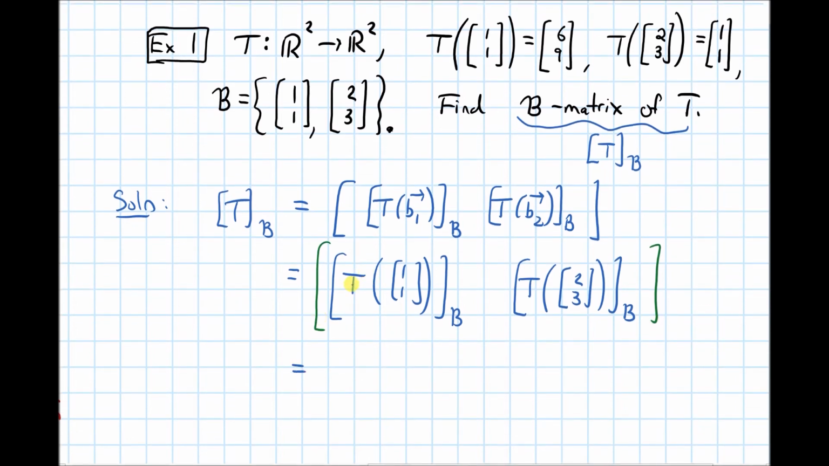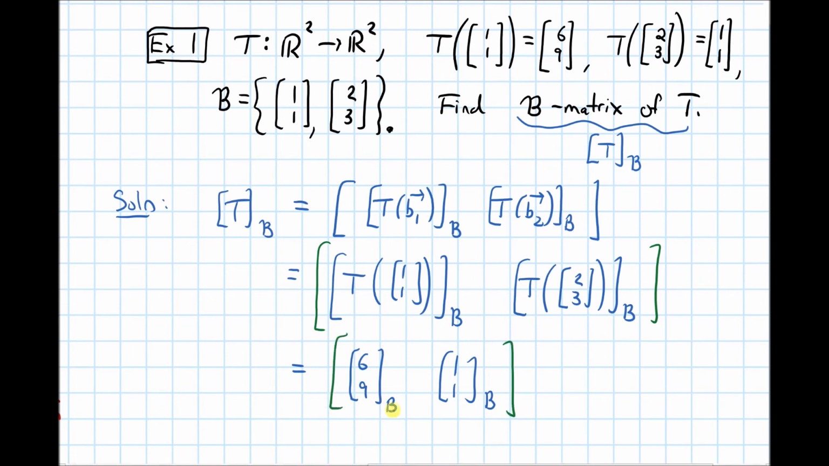So what's T of (1, 1)? Well, that was given to us. That's the vector (6, 9). So we have the vector (6, 9), and then we want to find the B coordinate vector of that. Okay, and then T of (2, 3), that was also given to us. That was the vector (1, 1). And we want to find the B coordinate vector of (1, 1). So we want to write (1, 1) in terms of its B coordinates. So these are the columns of our matrix right here.